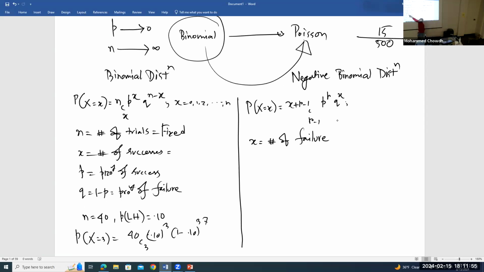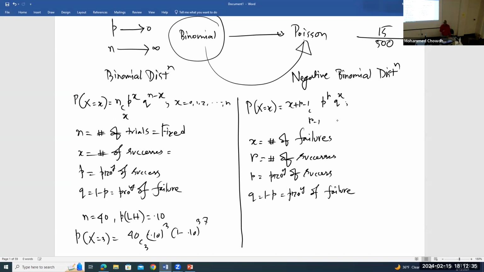In the binomial distribution, x equals the number of successes, and success is a positive thing, right? And here x equals the number of failures, right? And r equals the number of successes. x equals the number of failures. And p equals the probability of success. q equals 1 minus p, the probability of failure.